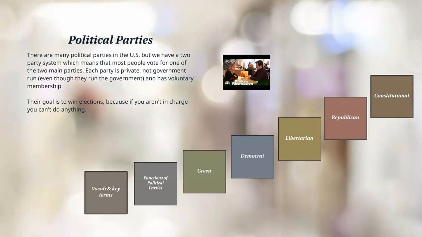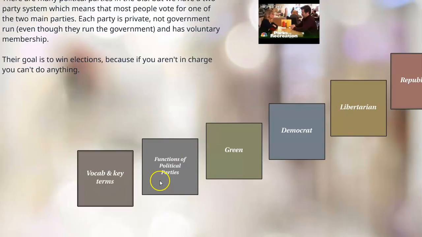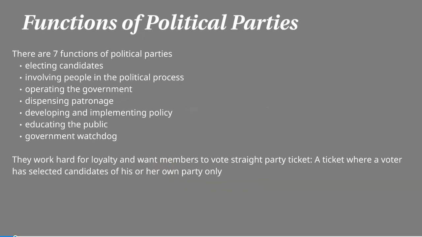All right, so keep that little video of Ron and Leslie in the back of your mind when we're going to get to the parties. But before we get to a very, very simple little description of each party, we're going to look at functions of political parties. There are 7 functions within political parties. You're going to need to be able to know what these are, recognize them.